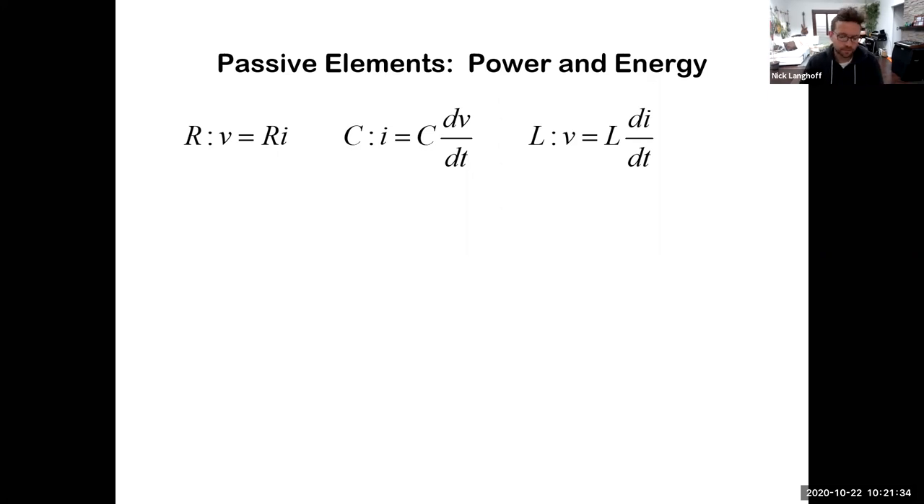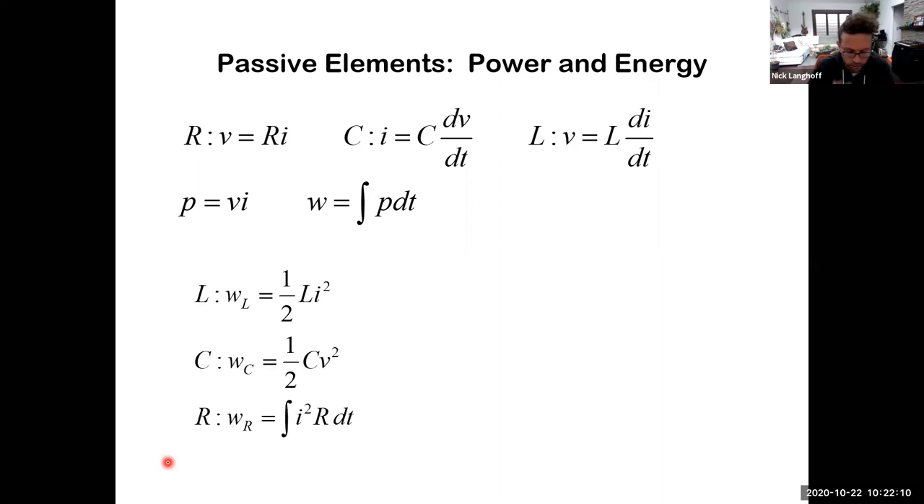Resistors, capacitors, and inductors can store energy. Well, actually, resistors can't, but capacitors and inductors can. And that's a useful feature. It turns out to have a lot of wide-ranging applications. So recall that the power in any component is equal to V times I. And the energy stored in any component is the integral of the power with respect to time. Okay, so the energy in an inductor is 1/2 Li squared.